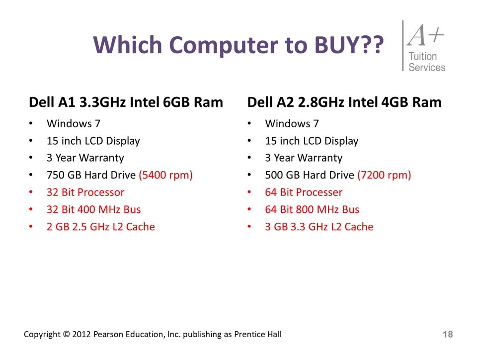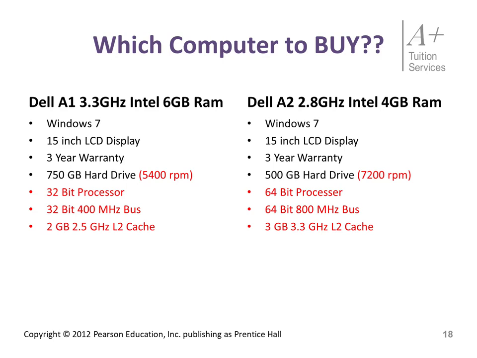Now the slides change, and you'll see the red part is telling you more about it. Which computer to buy? Here we have the 3.3 and 6 gigabyte and the 2.8 and 4 gigabytes, but the cheaper one has a 32-bit processor and the more expensive one has a 64-bit processor, and this is important. The cheaper one has a 32-bit 400 megahertz bus, and the more expensive one, which is the A2, has a 64-bit.